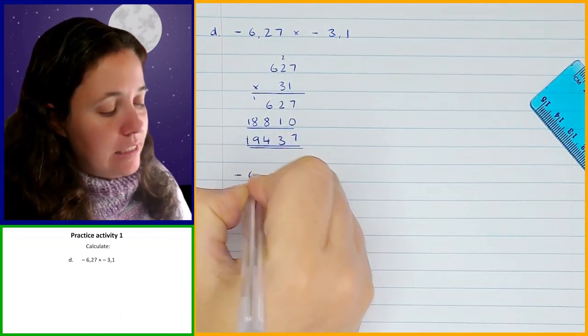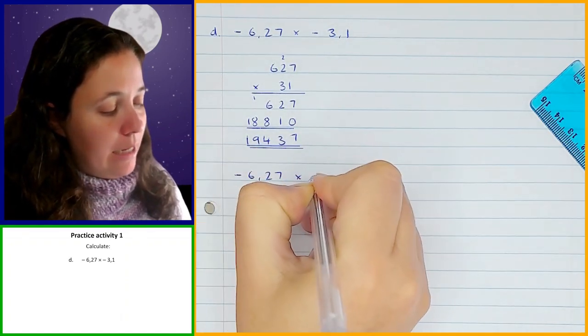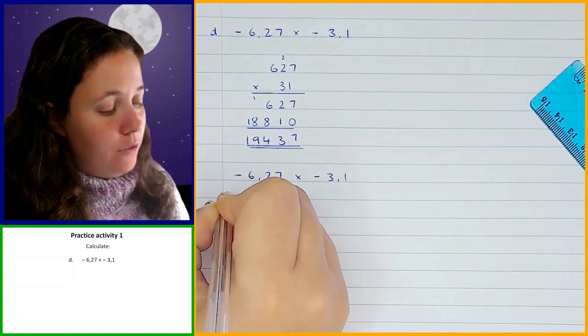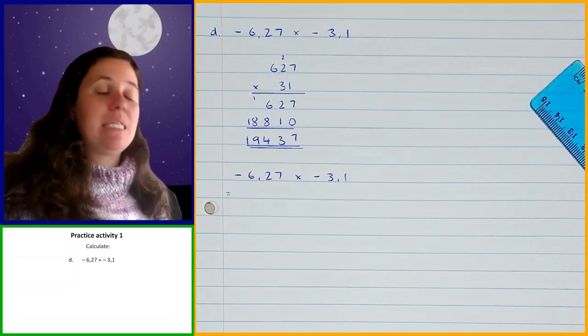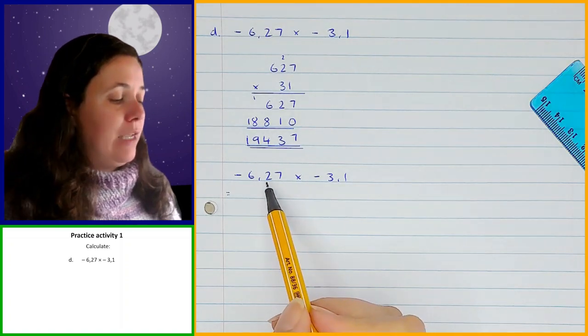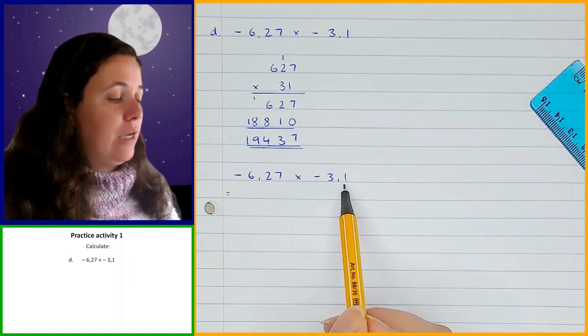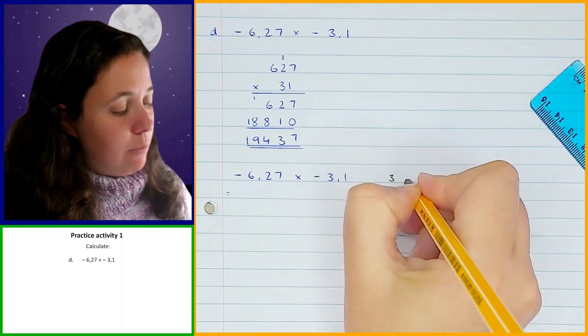Now I need to go back and answer the question that I was given. So I've got negative 6.27 times negative 3.1. First of all, let's find out how many decimal places we're supposed to have. So I've got over here 1, 2, and then over here a third one. So that's 3 decimal places altogether.